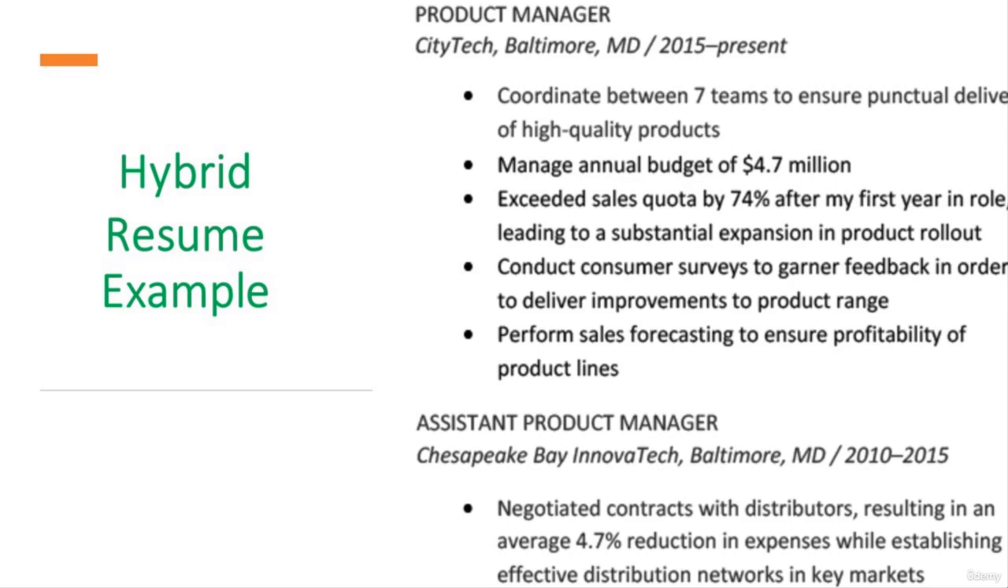And you can see how they've taken those skills or accomplishments and grouped them underneath that job title where they're currently employed. And then they go to the next one where it says Assistant Product Manager at Chesapeake Bay Infotech. And it talks the same thing, negotiated contracts, 4.7% reduction in expenses, and so on. So I can see their job progression. They went from assistant product manager to now a full product manager position. Looks like they made that change.